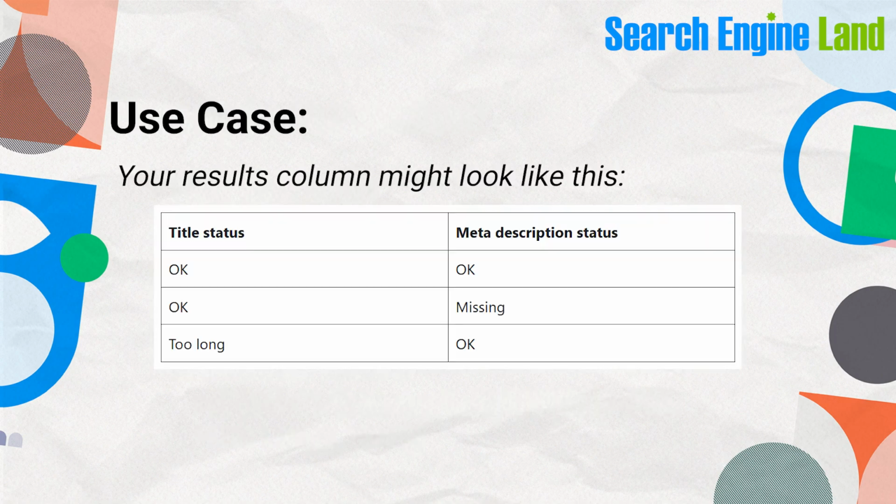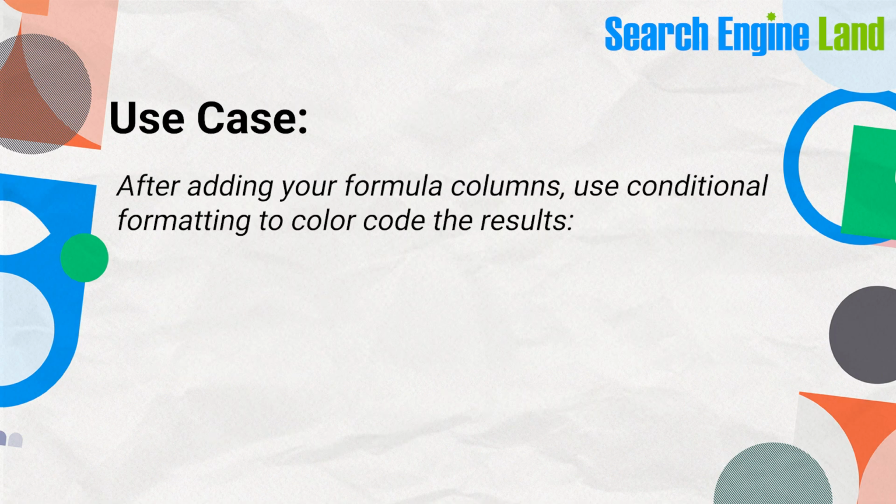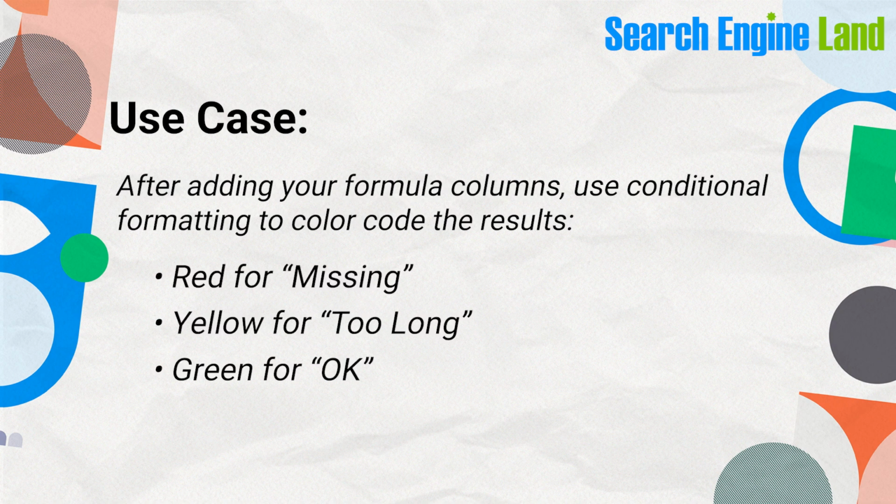Your results column might look like this. After adding your formula columns, use conditional formatting to color code the results. Red for missing, yellow for too long, green for OK. This makes it easy to prioritize pages during content audits or site migrations.